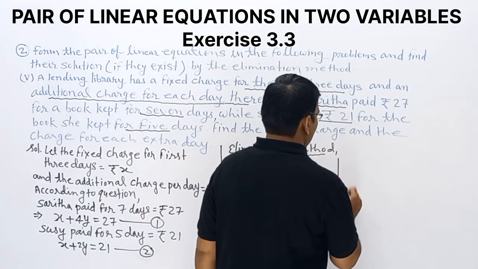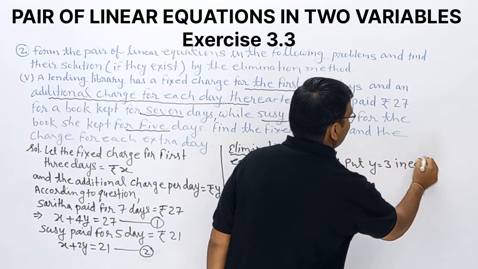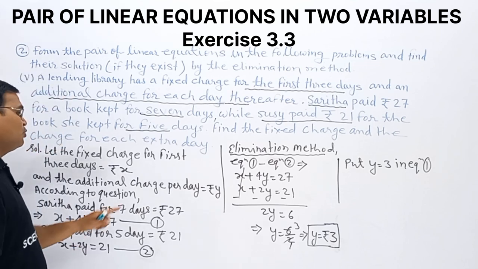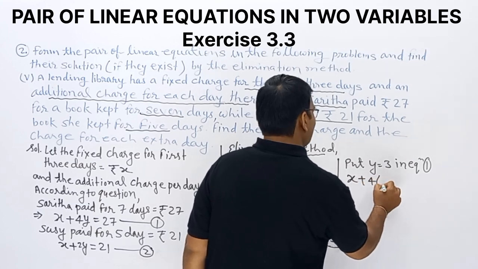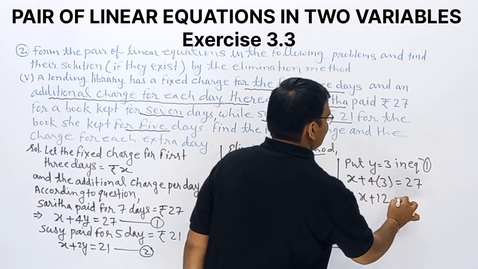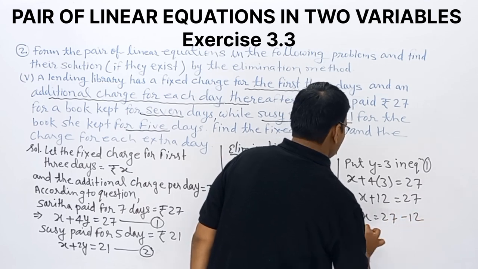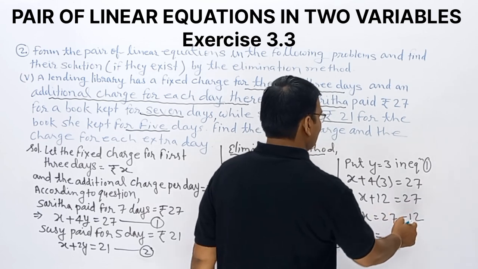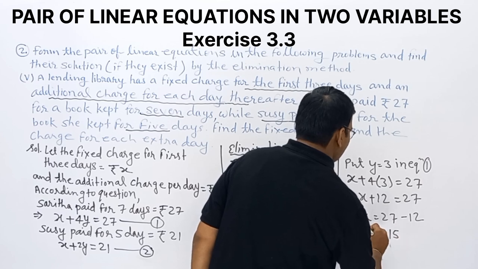Put y equals 3 in equation 1. Equation 1 is this one. At the place of y we will put 3. So x plus 4 times y, which is 3, equals 27. Solve this one. X plus 4 threes are 12 equals 27. Solve: x equals 27 minus 12. What we are getting? X equals 15 rupees.